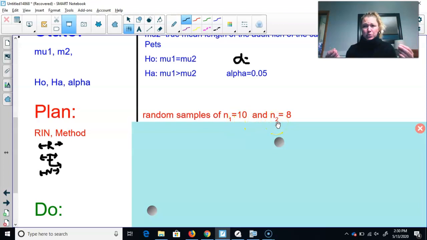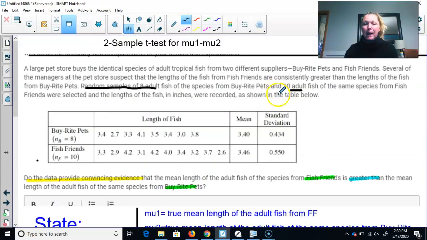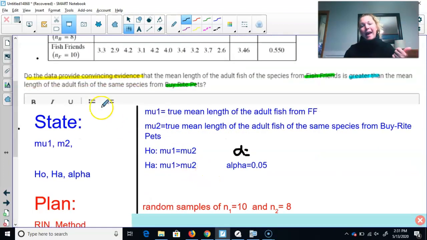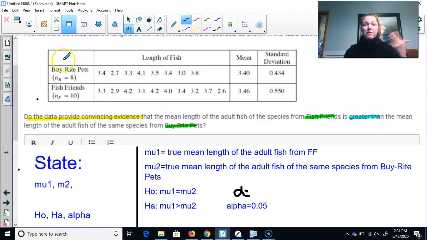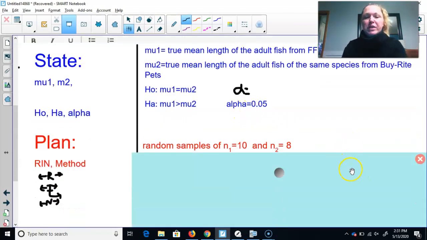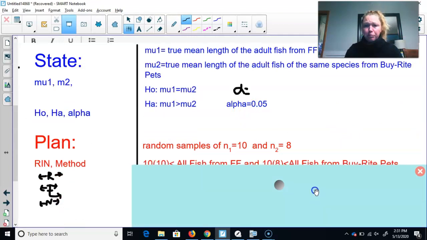Now, here's the catch where some of you might get this flipped around. It says in the problem, and I think this is confusing, it says 8 first and then 10. Just remember, you said mu1 was fish friends. So that's why I put n is 10 first. And I kind of like what they did there, nF for the sample size for the fish friends versus the sample size for the Byrite. That might be another thing you could do as well, just for organization.